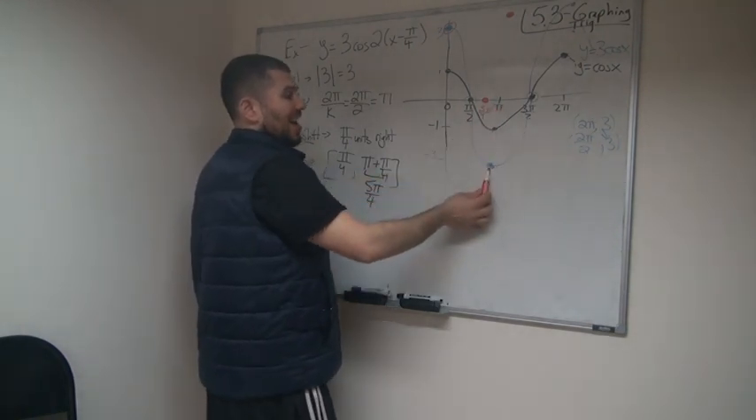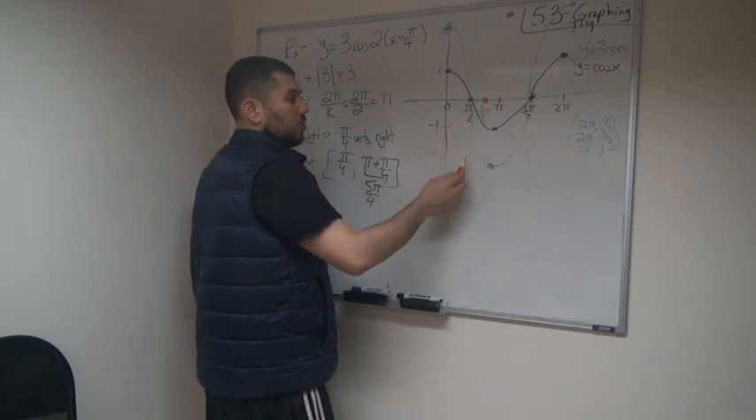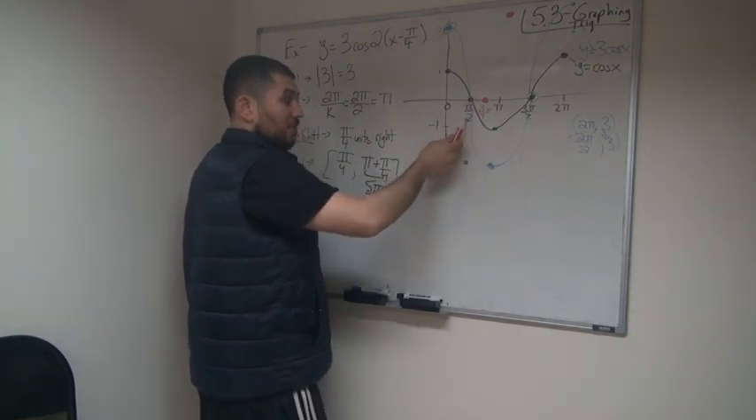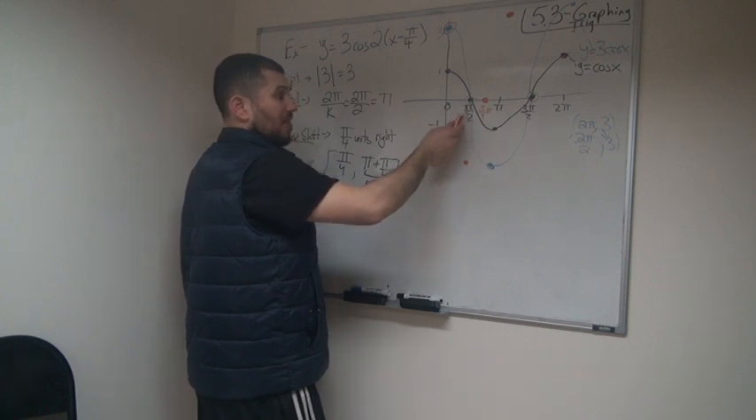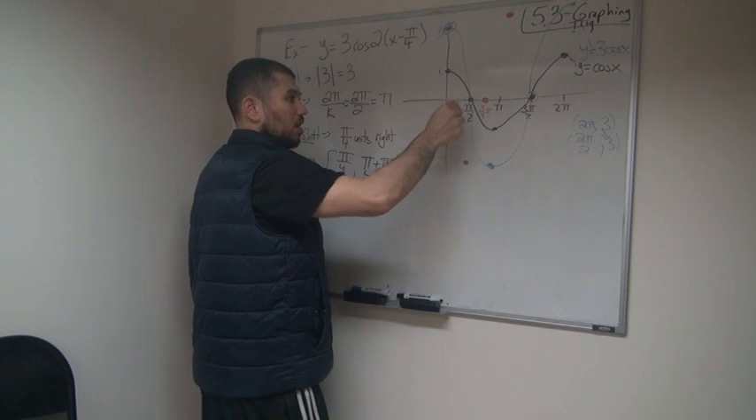Before I had pi, -3. Now I divide pi by 2. I get pi over 2, -3. Before I had pi over 2 comma 0. Now I divide pi over 2 by 2. I get pi over 4, comma 0.